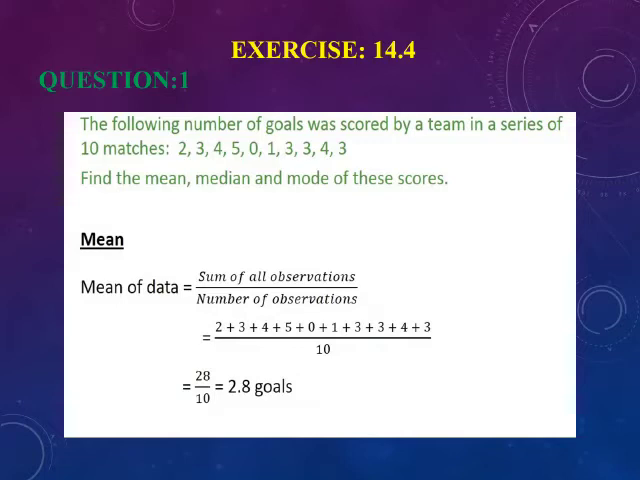First we will see the mean. For mean, we have a formula, that is sum of all observations divided by number of observations. Here for the sum of observations, we have to add 2 plus 3 plus 4 plus 5 plus 0 plus 1 plus 3 plus 3 plus 4 plus 3, divided by the number of observations, that is totally 10 observations. So divided by 10. If we add all the numbers, we get 28. So 28 divided by 10 gives 2.8. So here the mean value is 2.8.